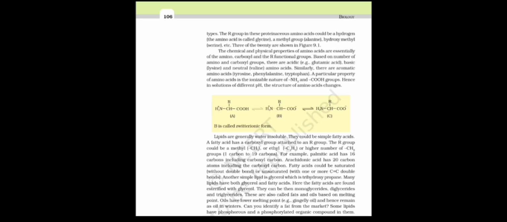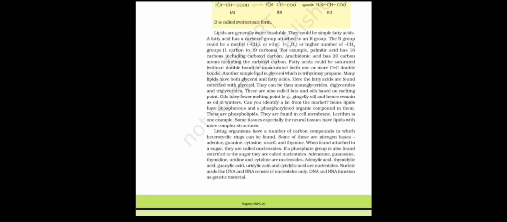Some lipids have phosphorus and a phosphorylated organic compound in them. These are phospholipids. They are found in the cell membrane. Lecithin is one example. Some tissues, especially the neural tissues, have lipids with more complex structures.